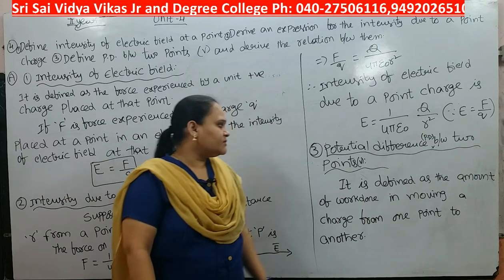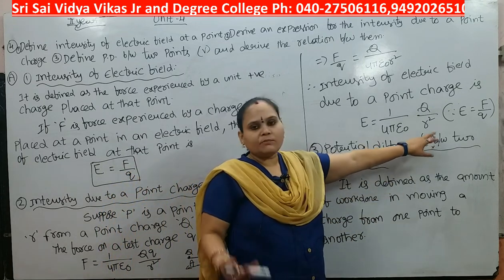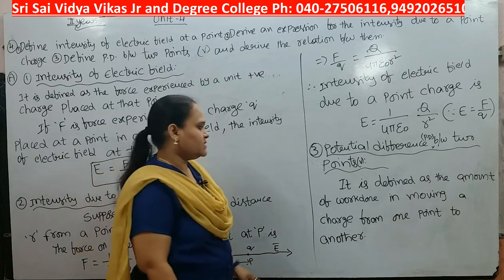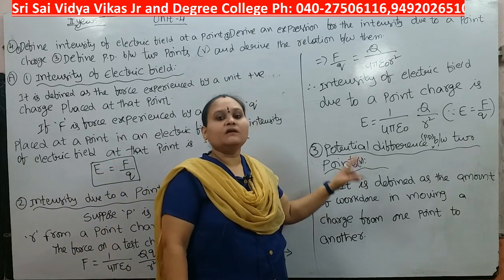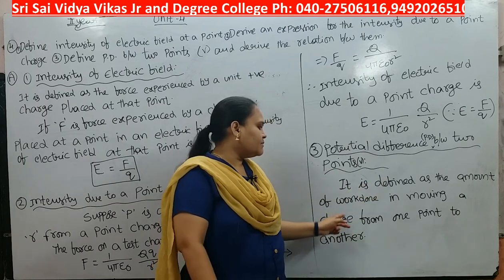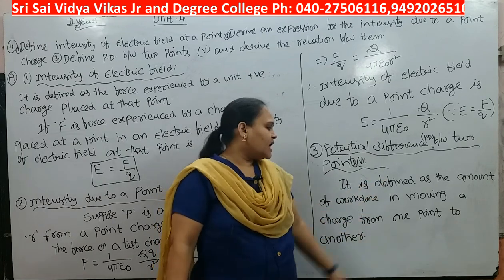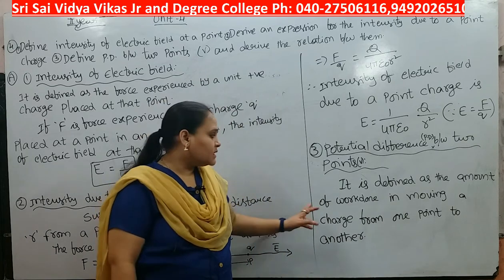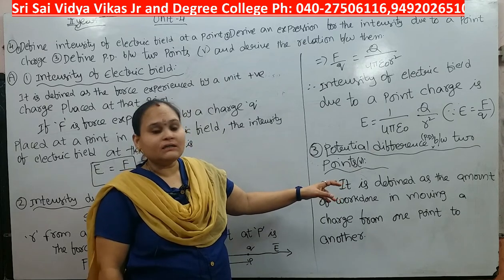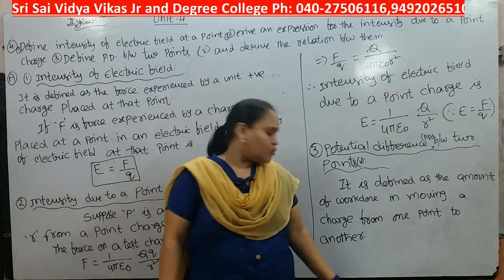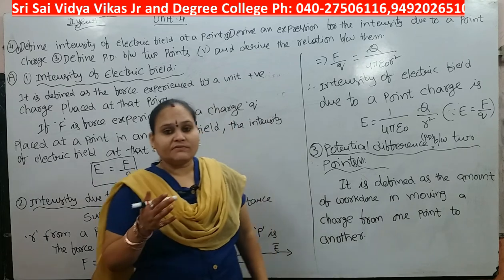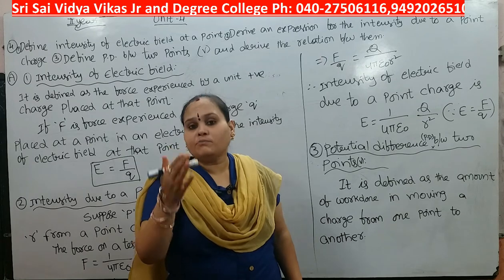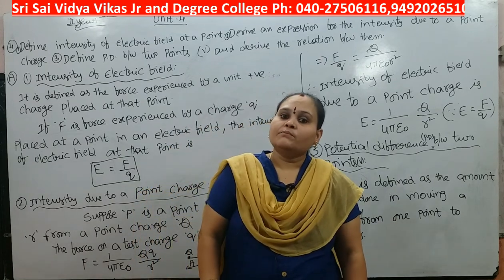Now, potential difference between two points. Potential difference, PD, between two points is denoted with V. It is defined as the amount of work done in moving a charge from one point to another point. The potential difference is nothing but the work done in moving a charge from one point to another.